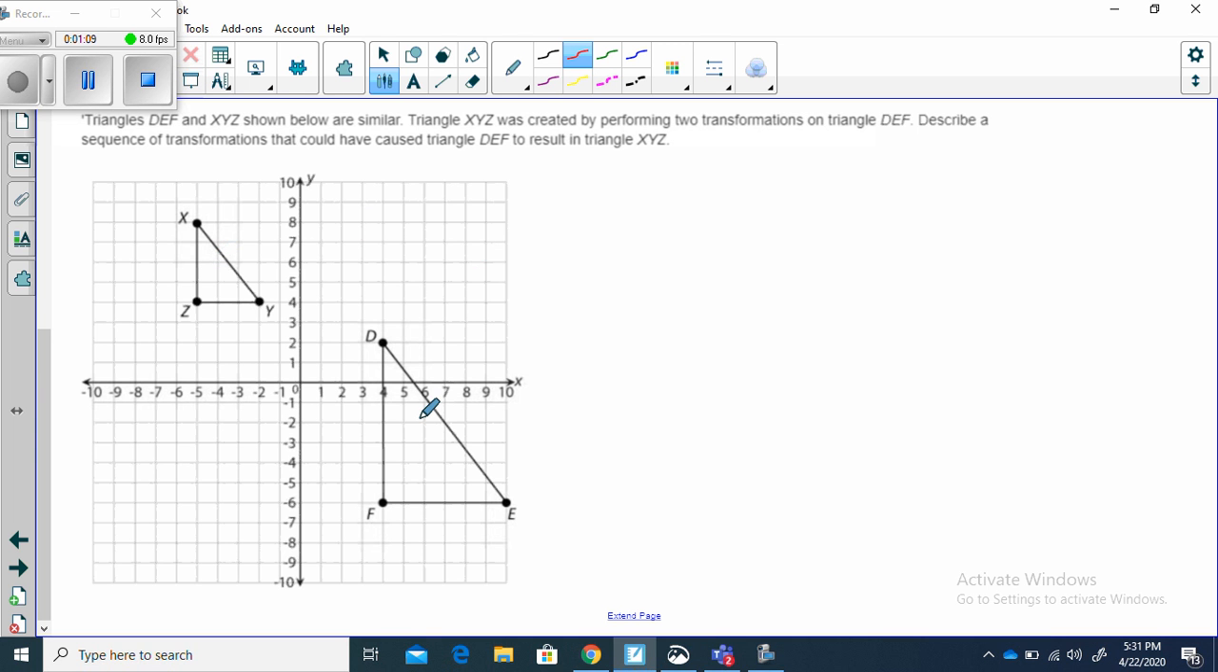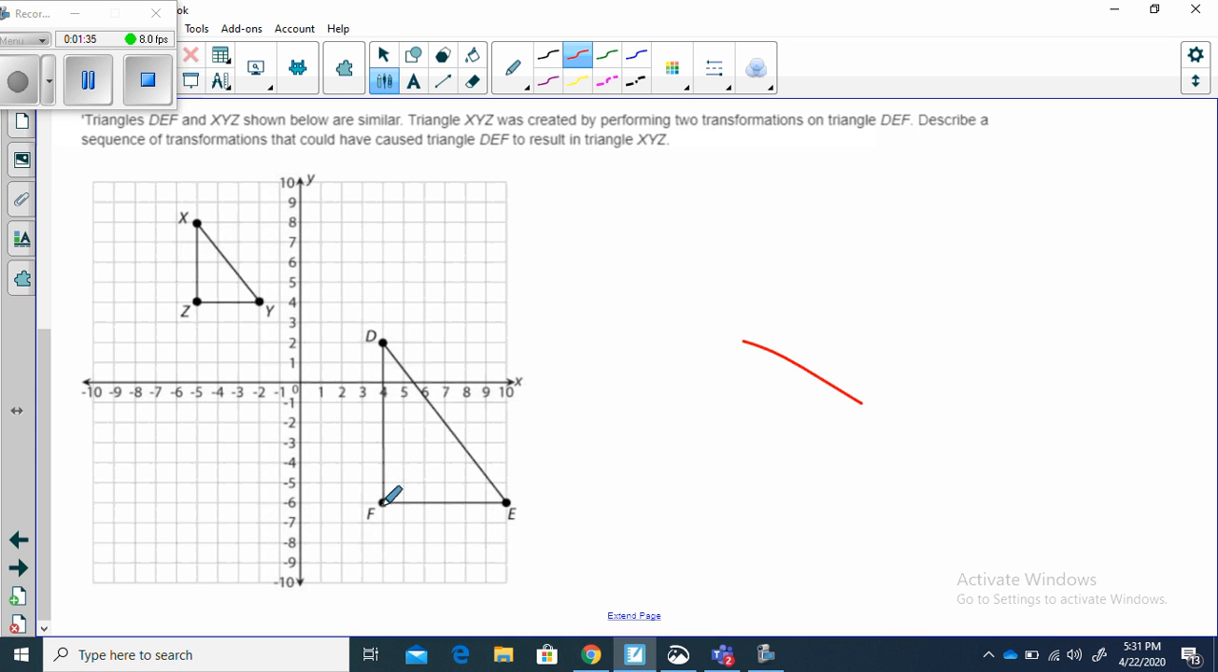Okay, so let's start with the dilation, and we're starting with DEF. If I'm starting with DEF and I'm going to XYZ, I'm making this smaller. So I am going to dilate by a scale factor that is a positive fraction, something between 0 and 1. Something like 1/2, 1/3, 1/4, 2/5, something like that.